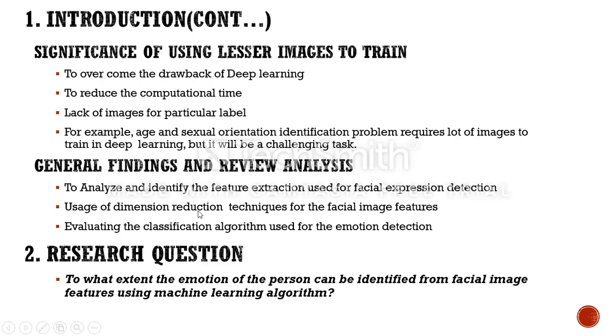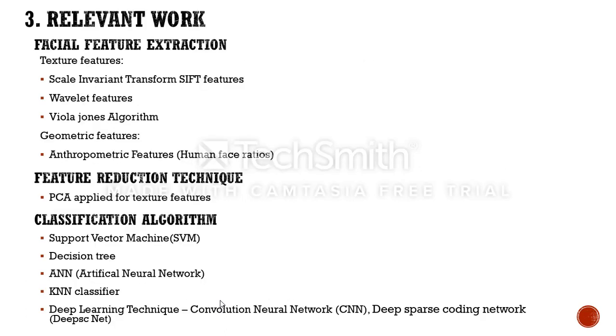The general findings and reviews are to analyze the best feature extraction and dimension reduction techniques, and to evaluate the classification algorithms. The research question is: to what extent can the emotion of a person be identified from facial image features using machine learning algorithms? I will just give a gist about the relevant work done so far.